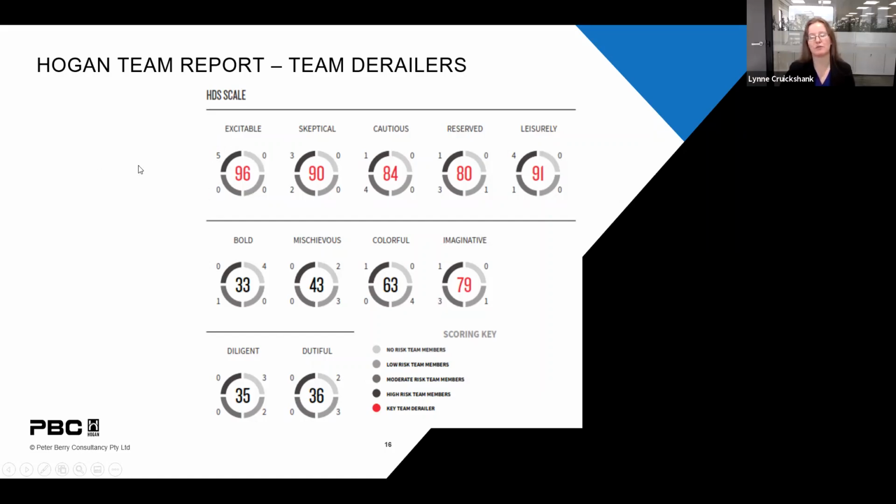So this report is different from the other groups, that's why it's a bit different. But for this team, a high number of people, 5 people in that high risk range. And if you see a number in red, basically what that means is that the majority of the team share the derailer for that particular team.